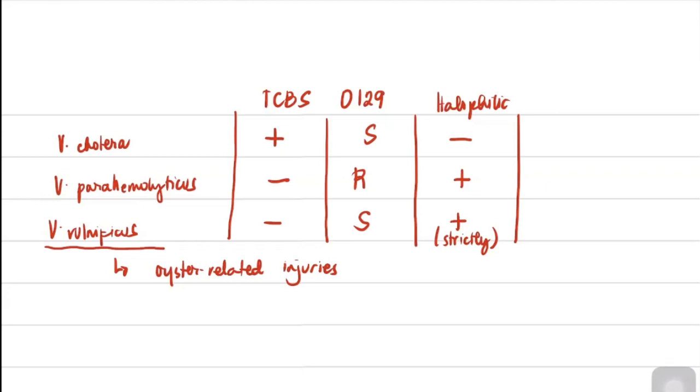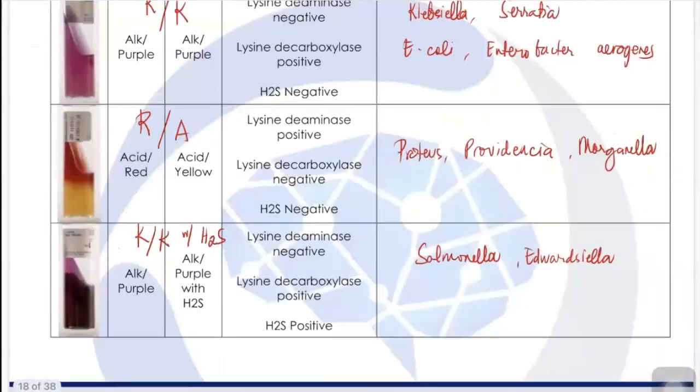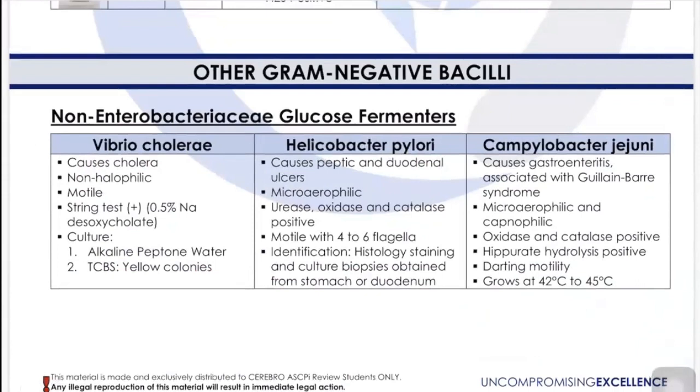Now, let's proceed to Campylobacter and Helicobacter. Helicobacter causes peptic and duodenal ulcers. It is a microaerophile, which means it grows or thrives in a low oxygen environment. It is urease, oxidase, and catalase positive. It is motile with 4 to 6 flagella.